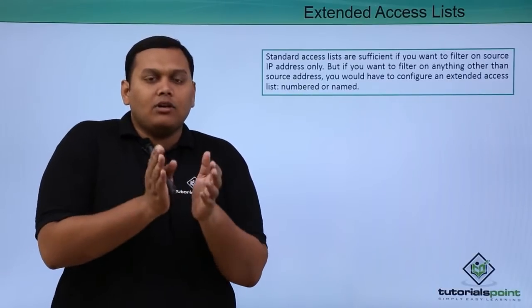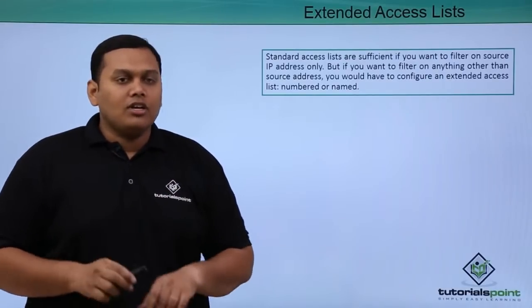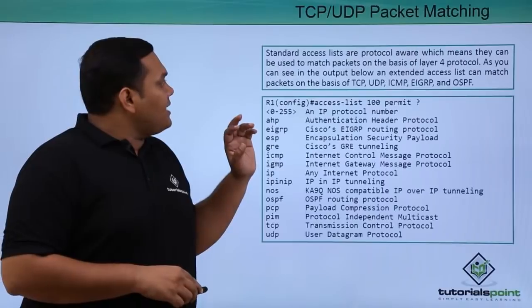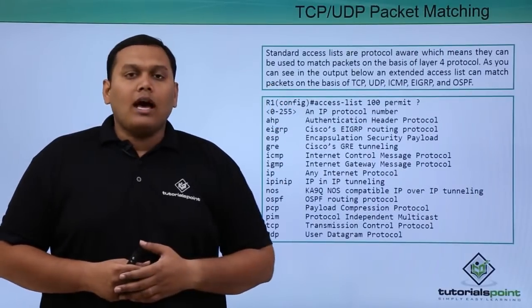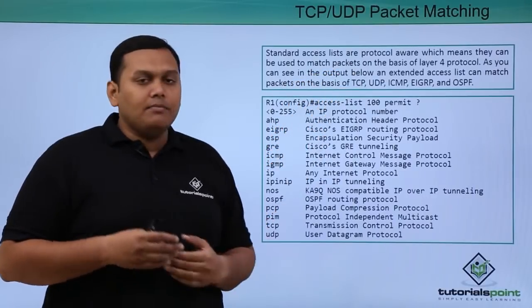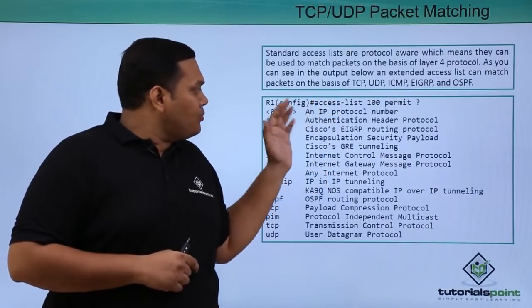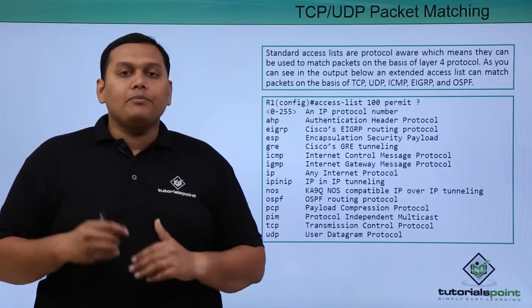It is similar to the standard access list, numbered or named. Extended access lists are protocol aware, which means they are used to match packets based on the layer 4 protocol. As you can see in the output, these are the available protocols.